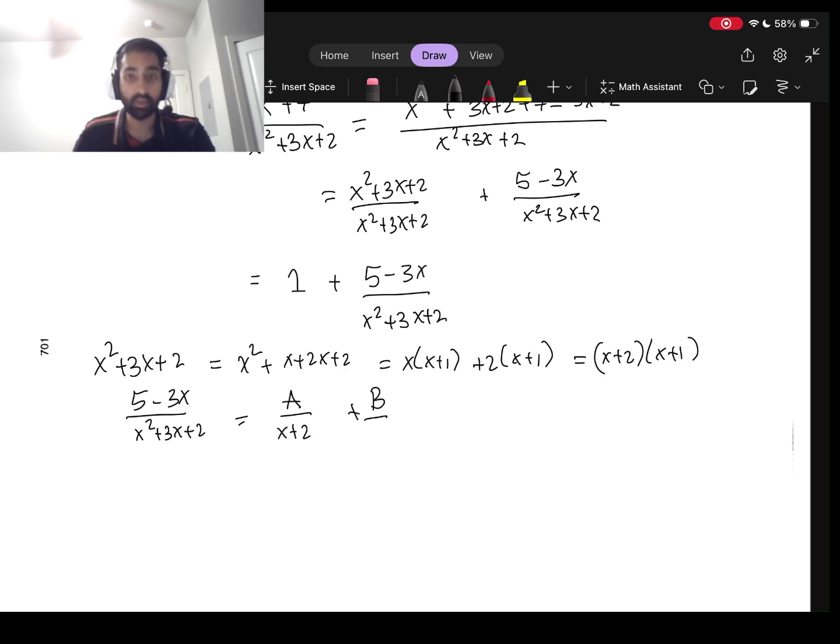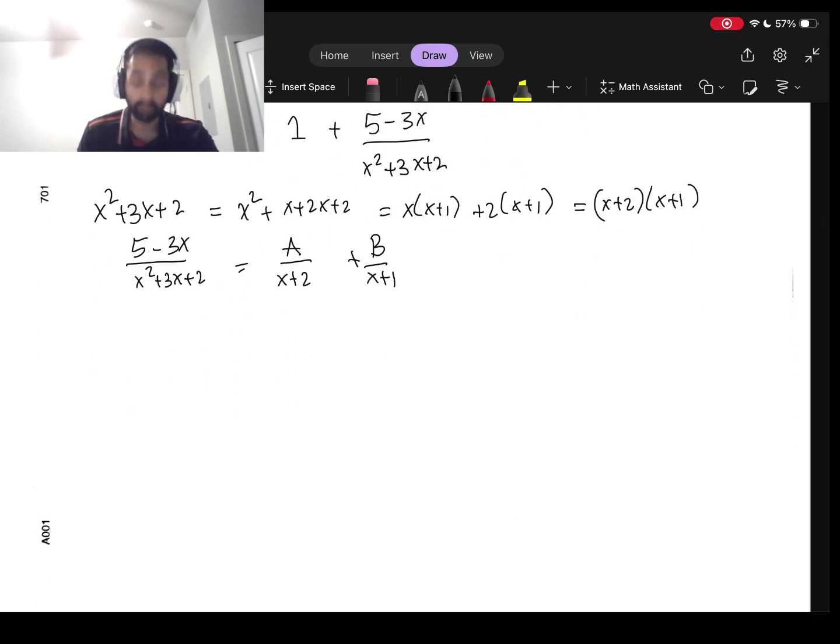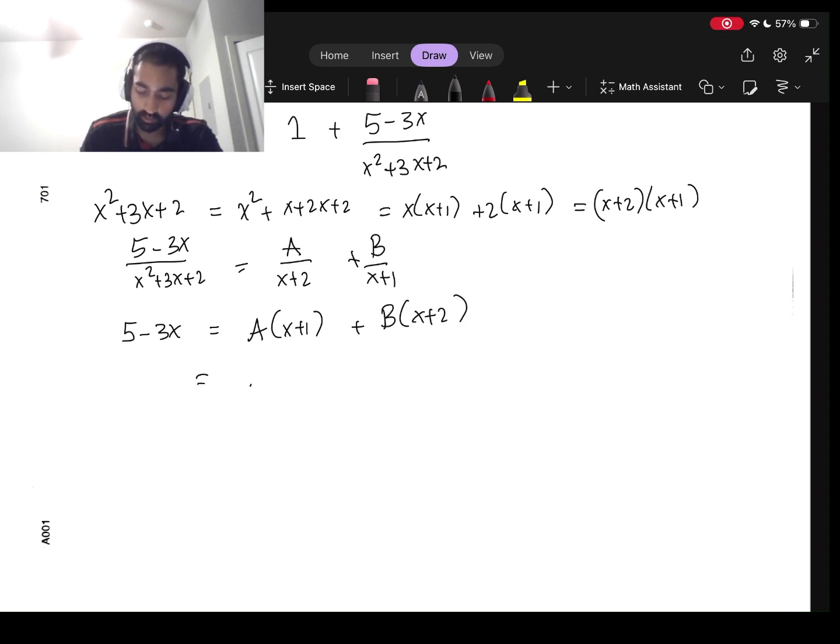Now there are two ways that you could solve this from this position. One thing you could do is substitute particular values of x and figure out the answer. Or, let me show you another way. What happens if I multiply by x plus 2 times x plus 1? Remember, that's the denominator. So if I multiply, what I'll get is 5 minus 3x is equal to a times x plus 1, because the x plus 2 will cancel with the denominator, and then similarly plus b times x plus 2. Now I can expand this as a plus b times x, and then plus a plus 2b.